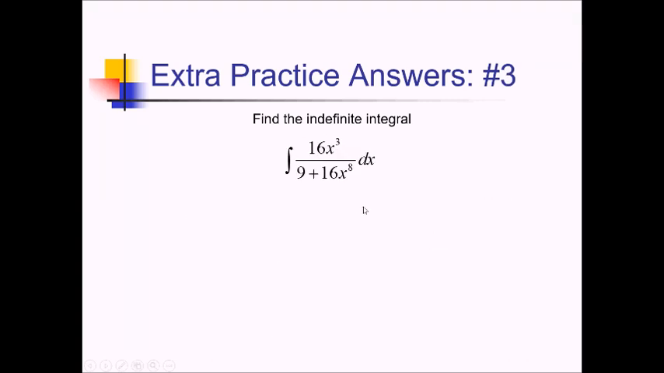For this problem, this one is especially tricky if you don't already have a sense of where you want to go with this. The key to starting this one is recognizing that 16x to the 8th is also capable of being written as 4x to the 4th squared.